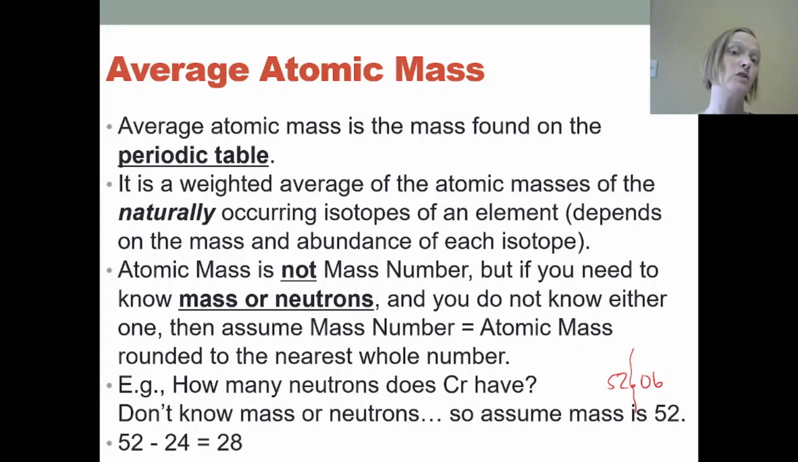So then, to answer the question, how many neutrons are there? I take that number 52, I subtract the number of protons, which is 24, and I get the answer that there are 28 neutrons. So the mass number isn't the same as the average atomic mass that you get from the periodic table. But if I don't give you the information, you can take the mass from the periodic table and round it to the nearest whole number.